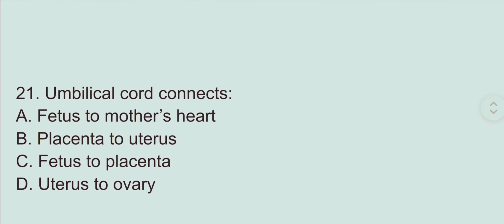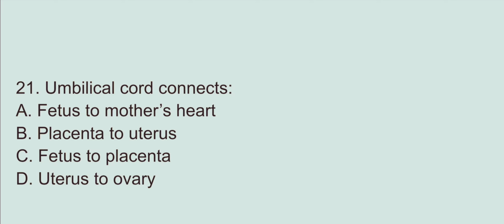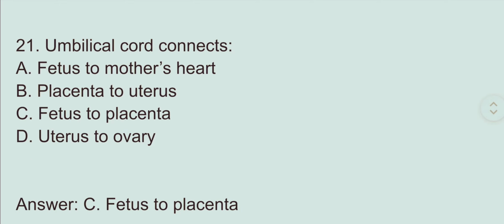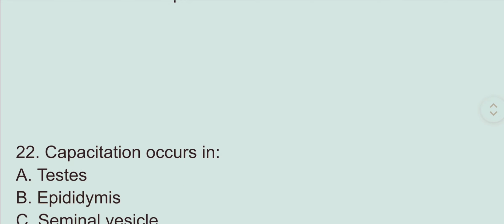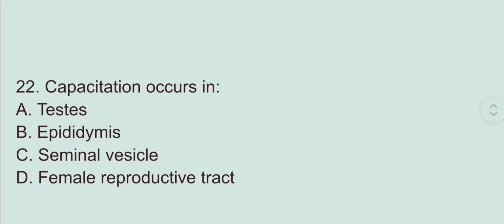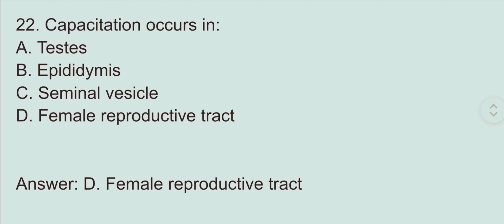Question number 21. Umbilical cord connects. The correct option is option C, fetus to placenta. Question number 22. Capacitation occurs in. The correct option is option D, female reproductive tract.